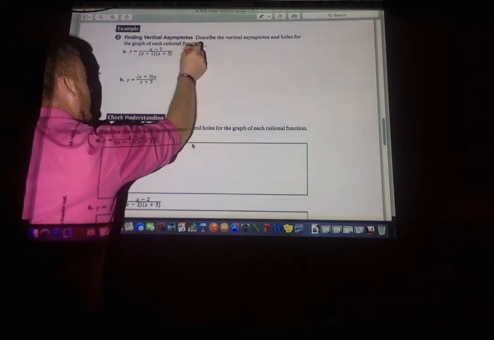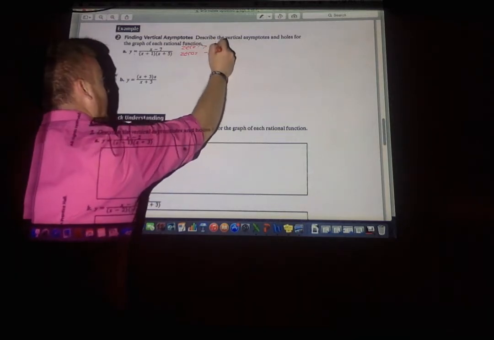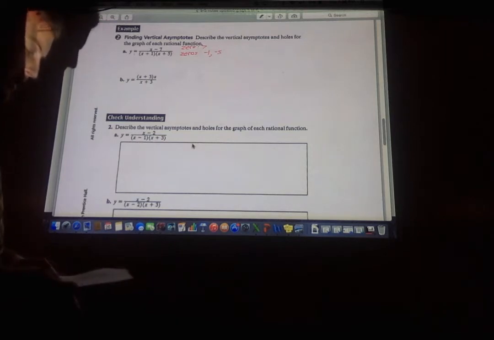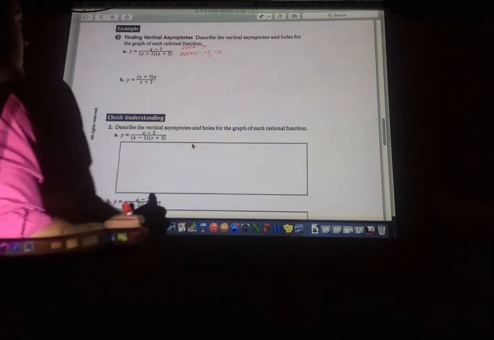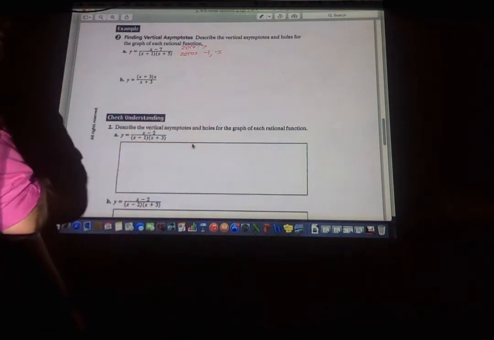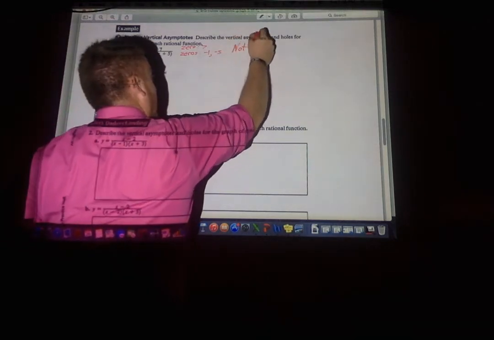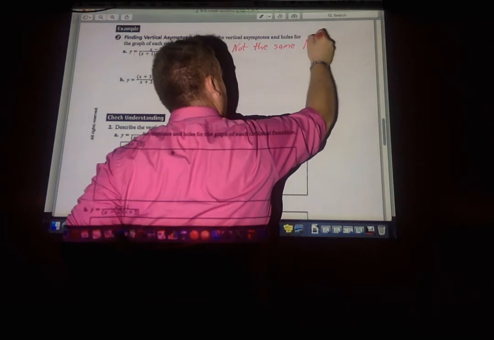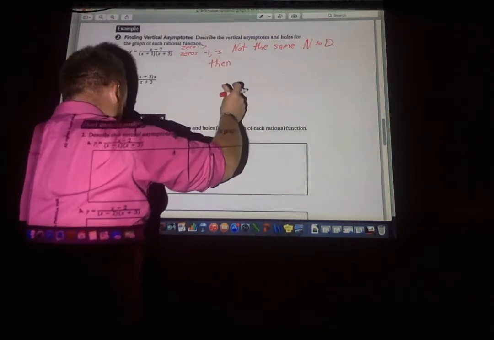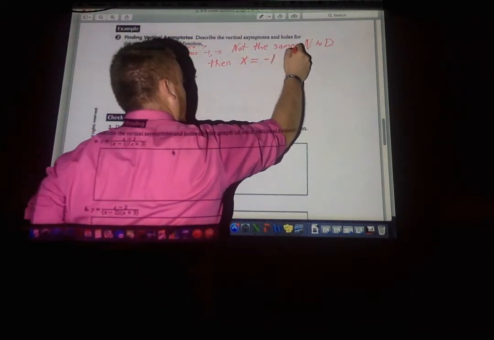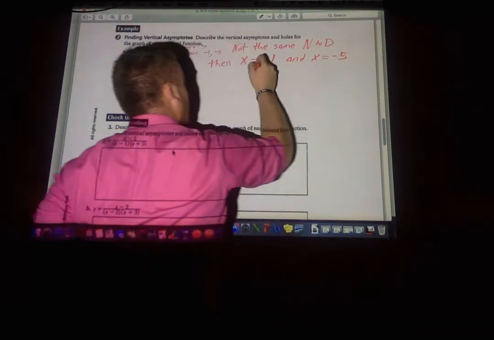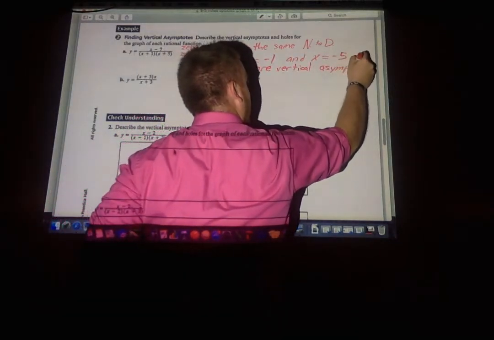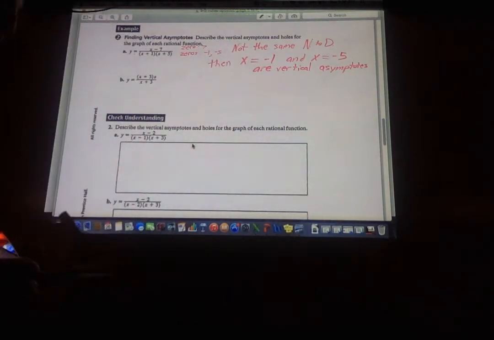How about the denominator, though? Where do I get zeros? Well, I get them at negative 1, and I get negative 5. Are any of them the same? No. So then the zeros for the denominator will be vertical asymptotes because they're not the same. So since they are not the same from the numerator to the denominator, okay, then x equals -1 and x equals -5 are vertical asymptotes. Okay, so those will be vertical asymptotes then.